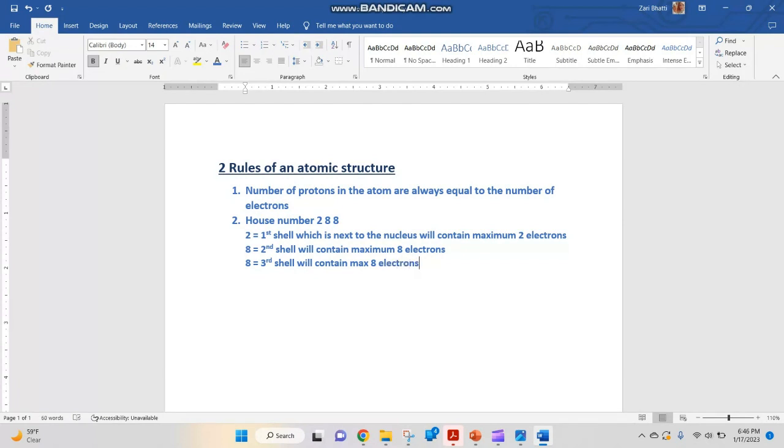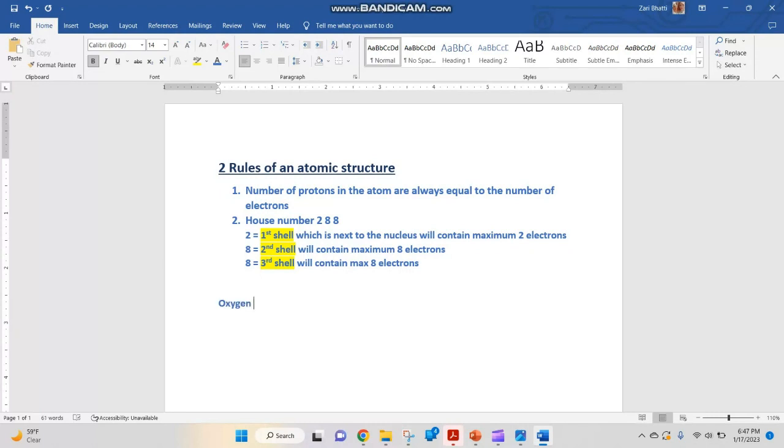Now depending on the conditions, it can range from 8 to 18, but at this level, I'm talking about the grade level of grade 7, the Cambridge book, the level 8 book. Here we are just concerned about the first 8 electrons being put into the third shell, not anything more than that. So house number 288 means that the first shell, which is next to the nucleus, will contain maximum 2 electrons. The second shell after that will contain maximum 8 electrons, and the third shell will have the same.